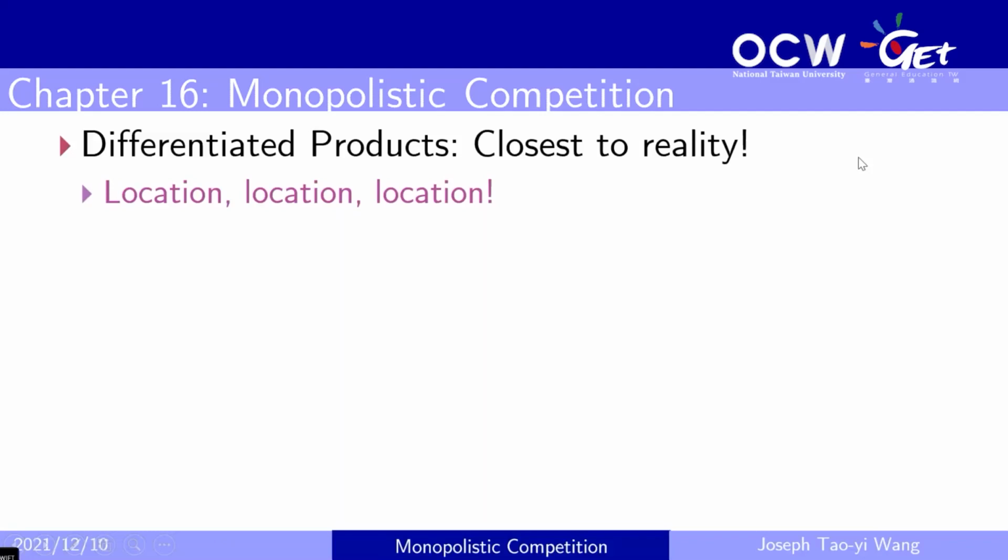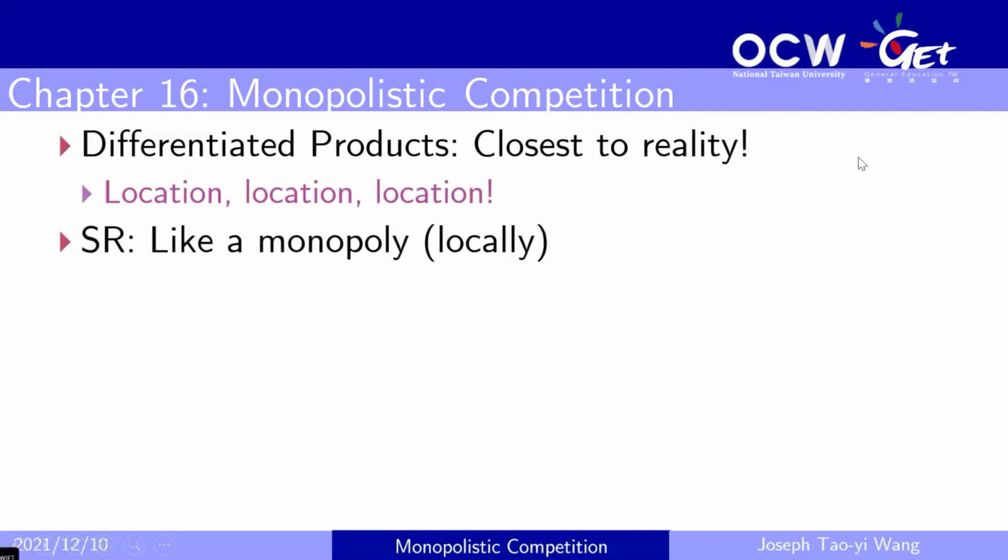So location, or how you position your product, is very important. In the short run, it's like a monopoly, so in that sense it's the same as what we saw in the previous chapter. But in the long run, you get zero economic profit, just like perfect competition.